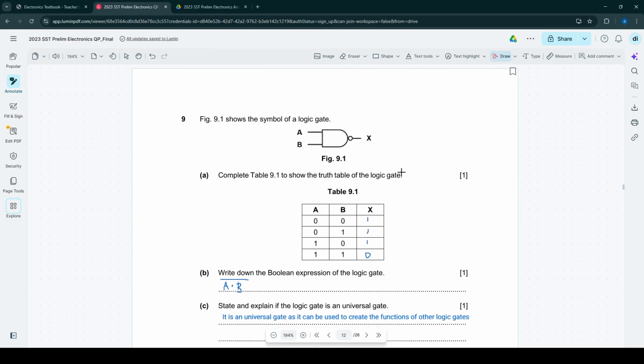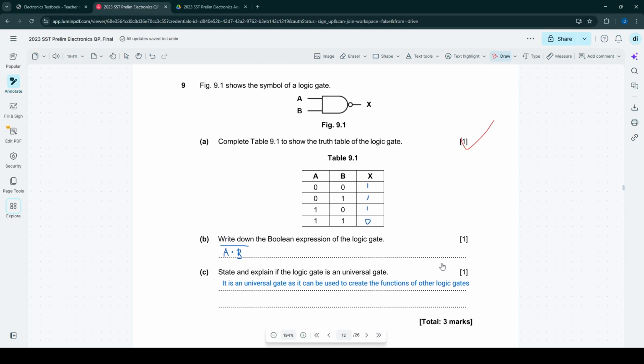Okay, so we got a logic gate. Complete 9.1 to show the truth table. So it's a NAND gate. Yeah, this is just memorizing. Boolean expression for this. Yes, it's a universal gate, as it can be used to create the functions of other logic gates.